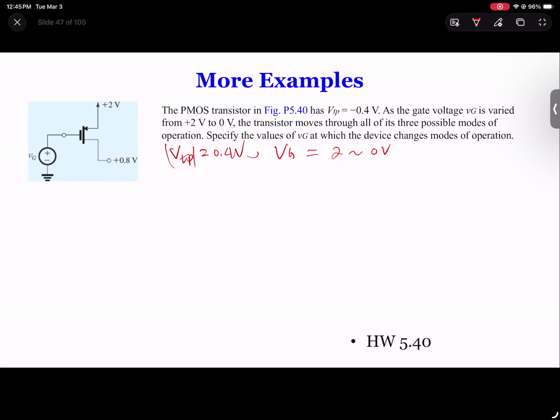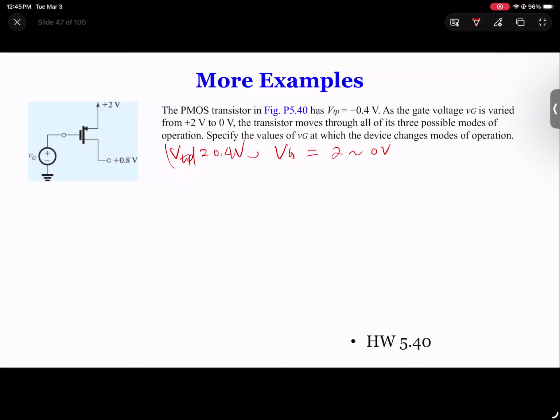What are the three modes? Let's repeat together. What are the three modes of a MOSFET? Off, triode, saturation. Okay, I'm going to repeat this again, just it's going to write in your memory. Three modes: triode, off, and saturation.